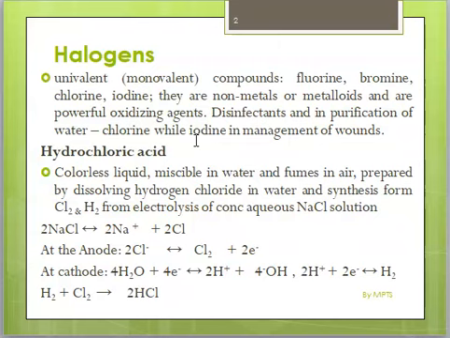We know them. Now, what are those compounds in halogens that are of pharmaceutical importance? So, hydrochloric acid is a colorless liquid miscible with water and fumes in air. Of course, this is due to reaction with ammonia. It is prepared by electrolysis of aqueous sodium chloride solution. The chlorine at the anode and the hydrogen at the cathode combine to form hydrogen chloride, or hydrochloric acid. This is the reaction. You can always pause, or go back and review.